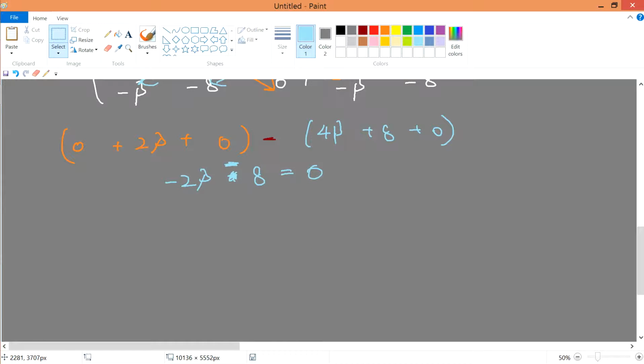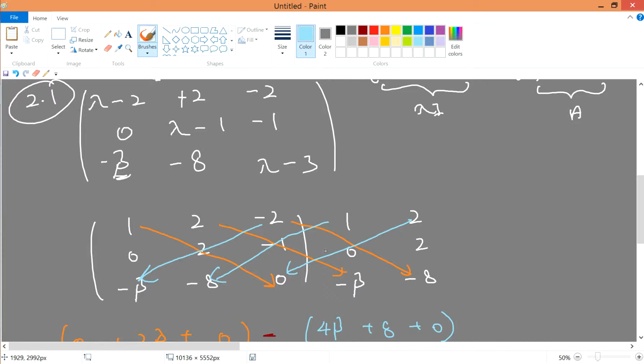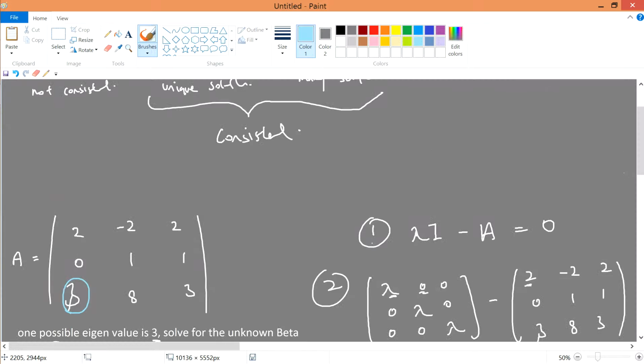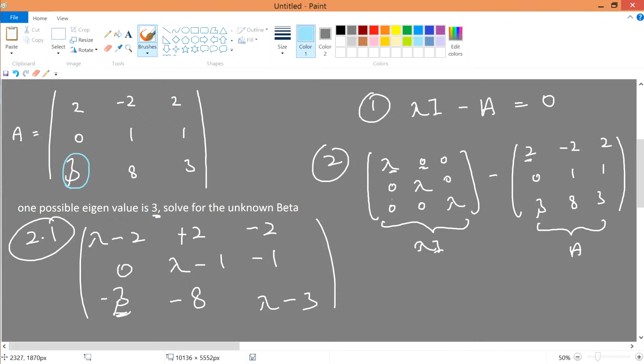If we head back here, we have minus 2 beta equals 8, so beta is equal to minus 4, and we have the answer to solve for beta. This is generally one type of question that they will ask. I call this type 1 of exam questions. I'll see you in the next video for the type 2 exam questions that they will ask. I shall see you there.